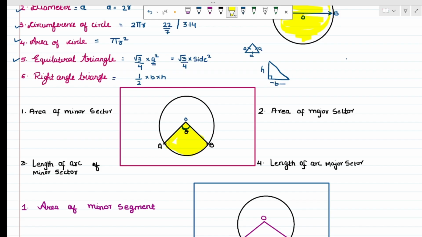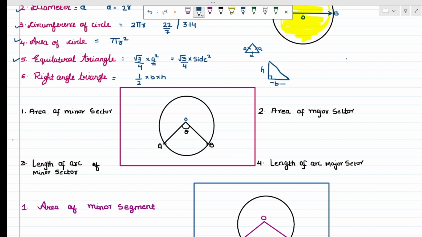As it is the smaller part compared to the other part, it is called the minor sector. This part is called the minor sector, and this part will be called your major sector. Understood? Now, the area of minor sector means the area formed using the radius of the circle and the arc of the circle.